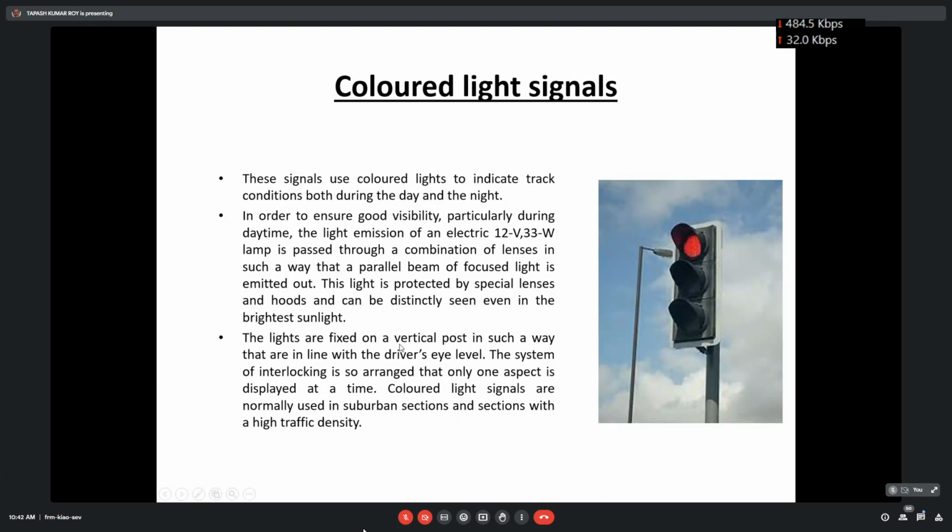The lights are fixed on the vertical post in such a way that it will always be at the driver's eye level. When the driver remains on the train, it will remain more or less at his or her eye level. The system is interlocking, arranged so that only one aspect is displayed at a time. Colored light signals are normally used in the suburban section and sections with high traffic density.